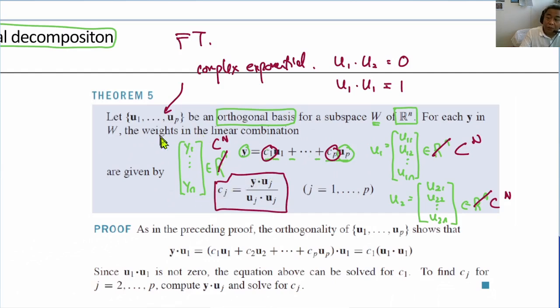So when we view Fourier transform as an orthogonal decomposition, then we are actually saying that we are letting the input be real, but we are decomposing the real input into a sum of complex exponentials, and these complex exponentials u1 to up are the Fourier basis, and the C1 to Cp are the Fourier coefficients. Okay, so in the next slide, we'll continue this discussion.